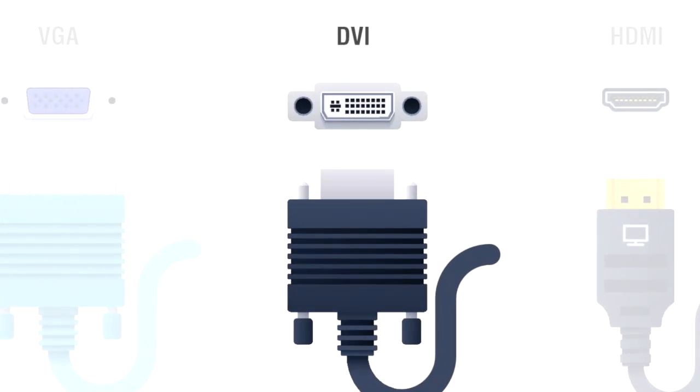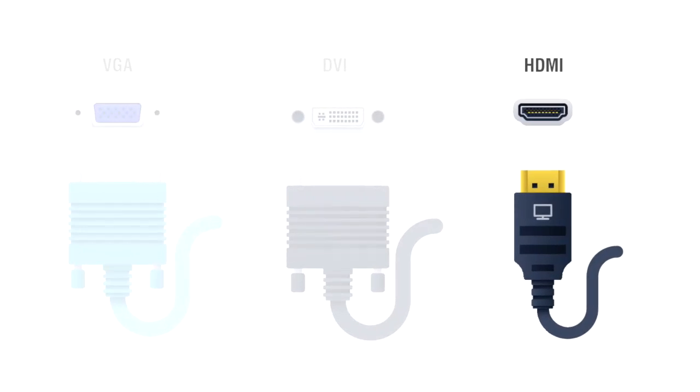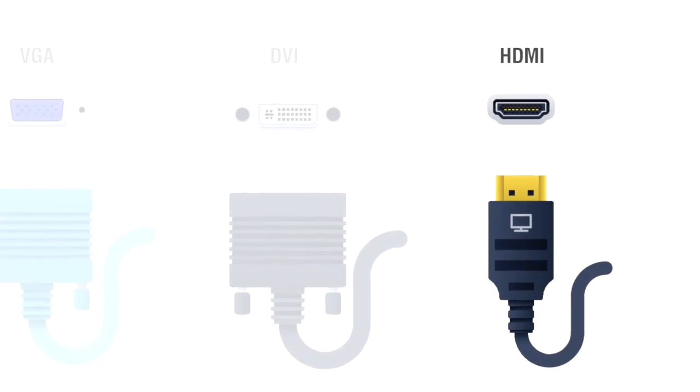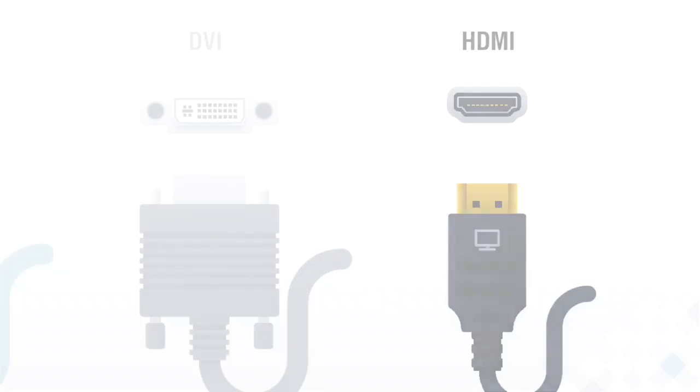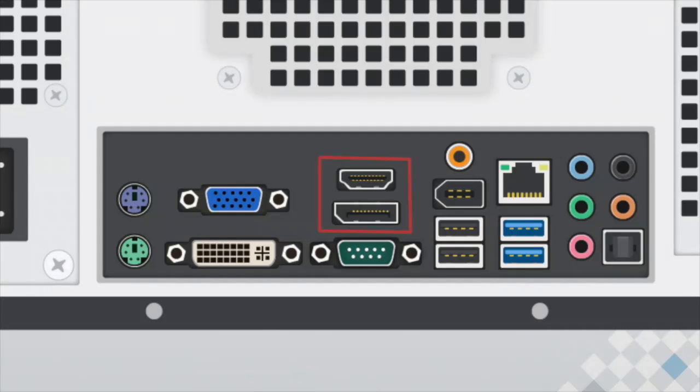DVI has been superseded by the High Definition Multimedia Interface, or HDMI connector, which is used to connect the system to an HDMI monitor or TV. Like HDMI, the DisplayPort and Mini DisplayPort interfaces are used to send high-quality digital video and audio signals. The main difference is that the HDMI is beveled on 2 corners and DisplayPort is only beveled on 1.